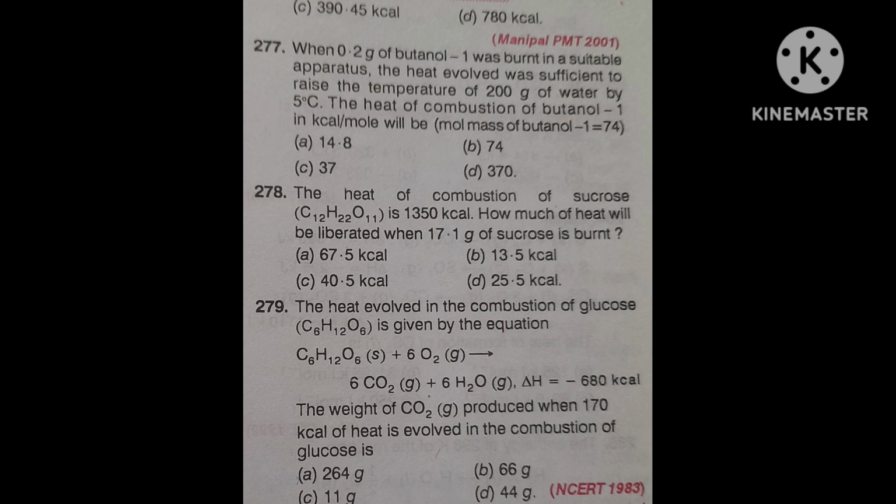Then 342 gram is giving 1350 kilocalorie. Correct? Then for 1 gram, 1350 divided by 342. Then for 17.1 gram of sucrose, just multiply by 17.1. After simplification, you will get 67.5 kilocalorie. And the correct answer is 67.5 kilocalorie. First option A is correct.